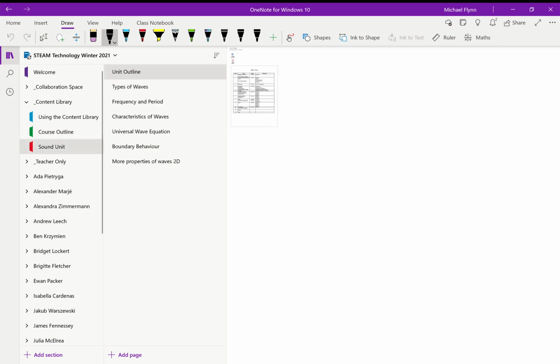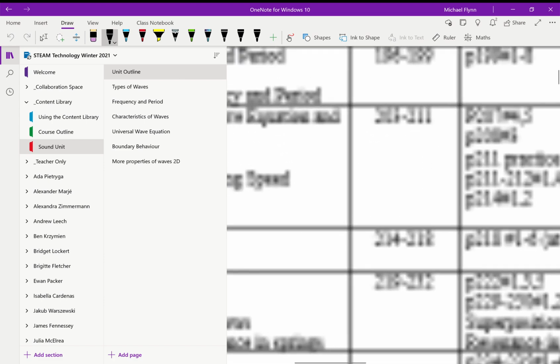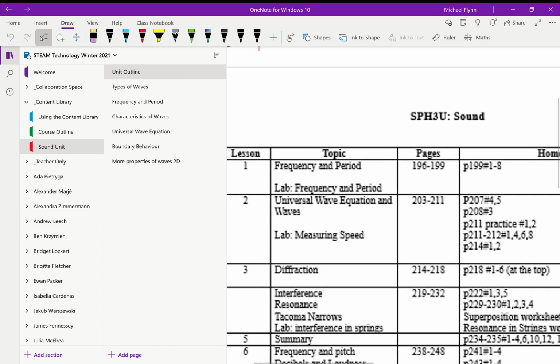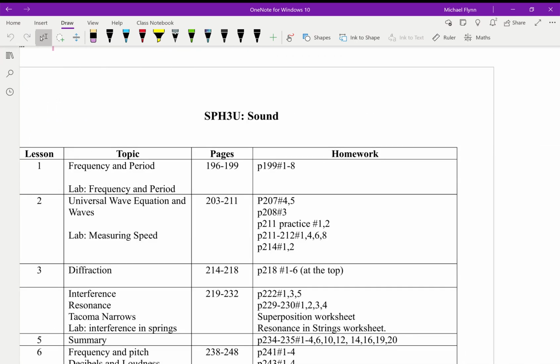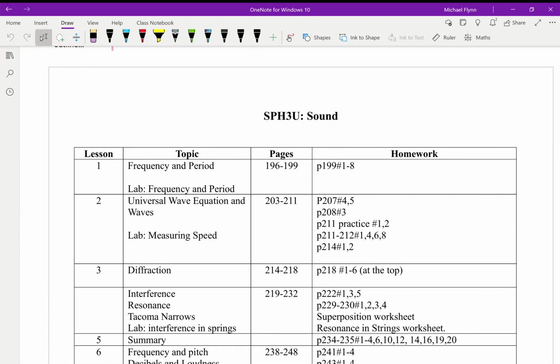The first thing we're going to be doing is talking about sound. I have an outline for you here, and I want to show you this outline. Just like we did before, we're going to do 2 lessons a day in this outline. So the first 2 lessons, this is today, this is like your day 1.